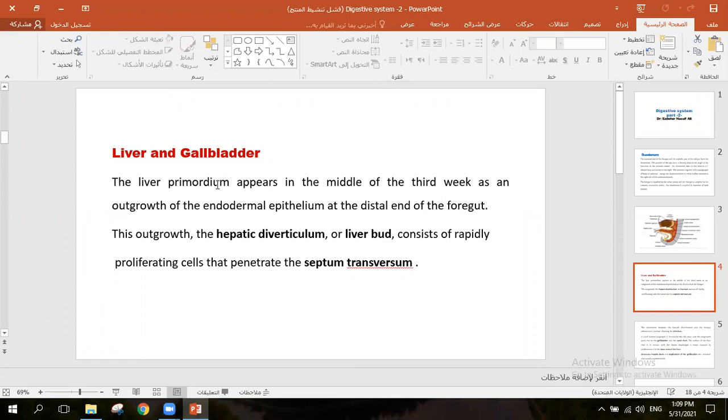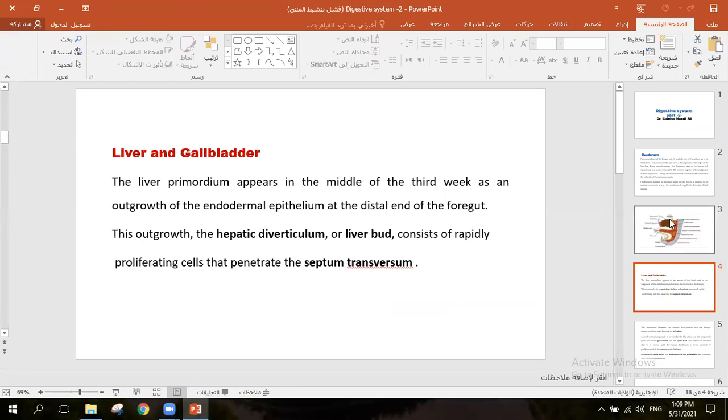Liver and gallbladder. Liver bud, اللي هي liver bud, will appear in the middle of the third week as an outgrowth of endodermal epithelium at the distal end of the foregut. This outgrowth راح نسميه hepatic diverticulum or liver bud. And this will consist of proliferating cells that penetrate the septum transversum.